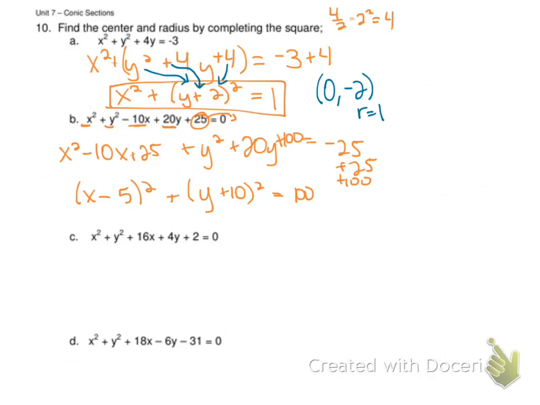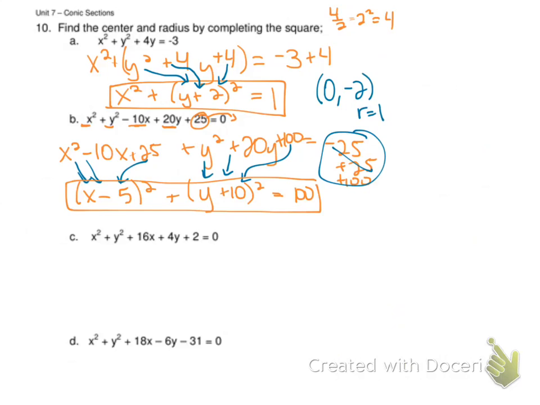Okay, so x minus, that's where those two came from, square root of 25 is 5. Y plus the square root of 100 is 10. Then I just simplified all of that and got those two canceled, so I'm left with 100. So that is the equation of my circle. So the center would be 5, negative 10, and the radius would be 10.